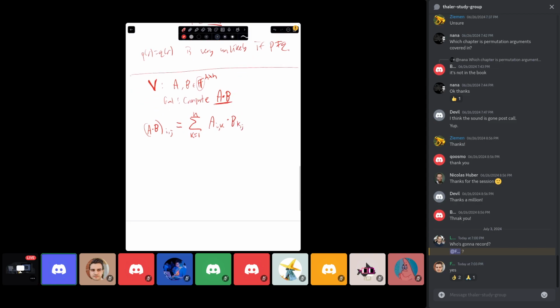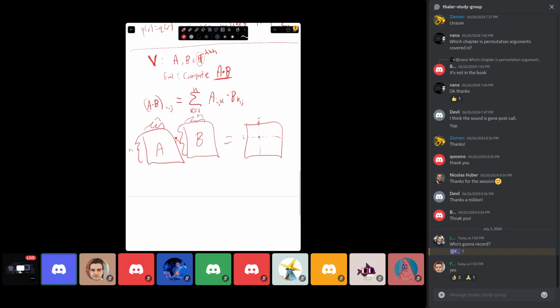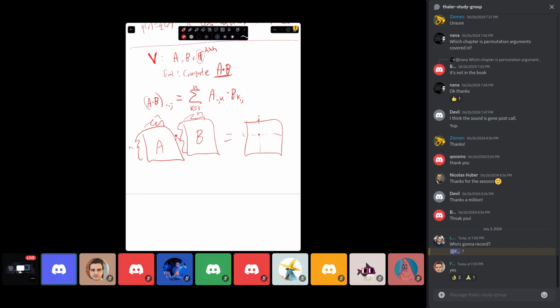So pictorially, you have this matrix A with n rows and n columns, and this matrix B also with n rows and n columns. And the product matrix A times B, so if you multiply these two together, you get this product matrix, and the ijth entry, so if this is row I and column J of the product, the way that's computed is by taking the dot product of row I of A and column J of B.